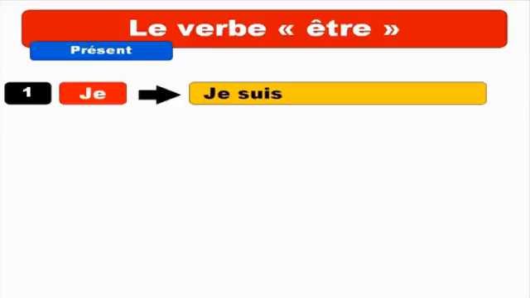So first form for je, it's je suis. So you can notice that the final S is not pronounced. Je suis. Repeat.